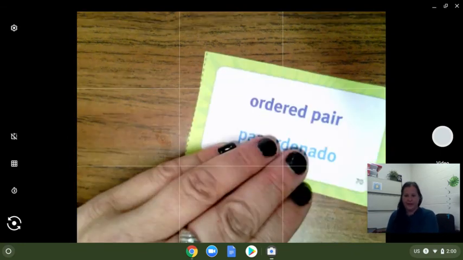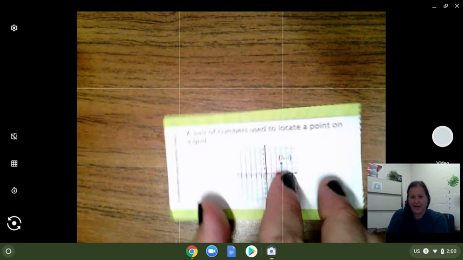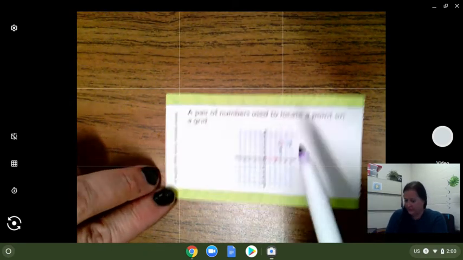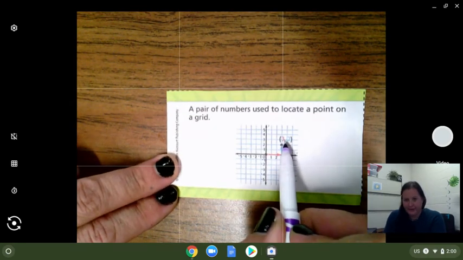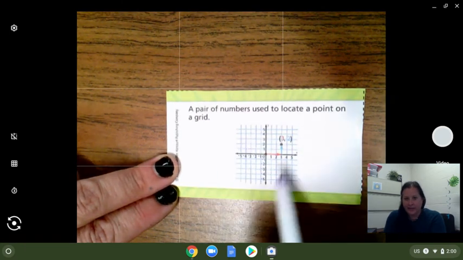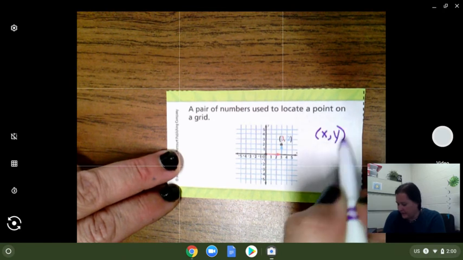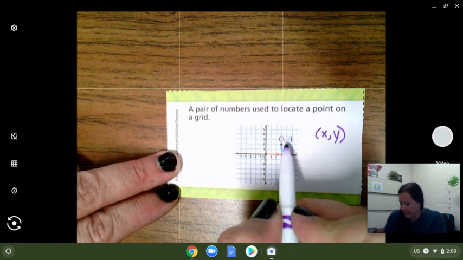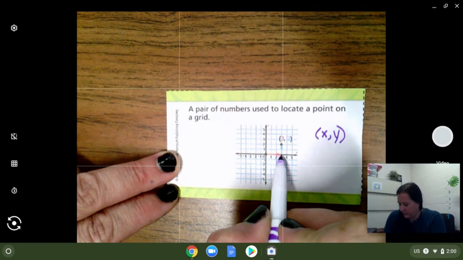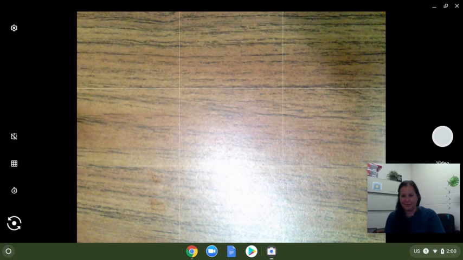An ordered pair. So we're backing up to ordered pair a little bit. But ordered pair is your x and y. This is an ordered pair. It's a pair of numbers used to locate a point on a grid. So here's our grid. We have our x and our y as our ordered pair. Our x is 3 here, so we go over 3. Our y is 2, up 2. We're going to be learning a lot more about this this week.